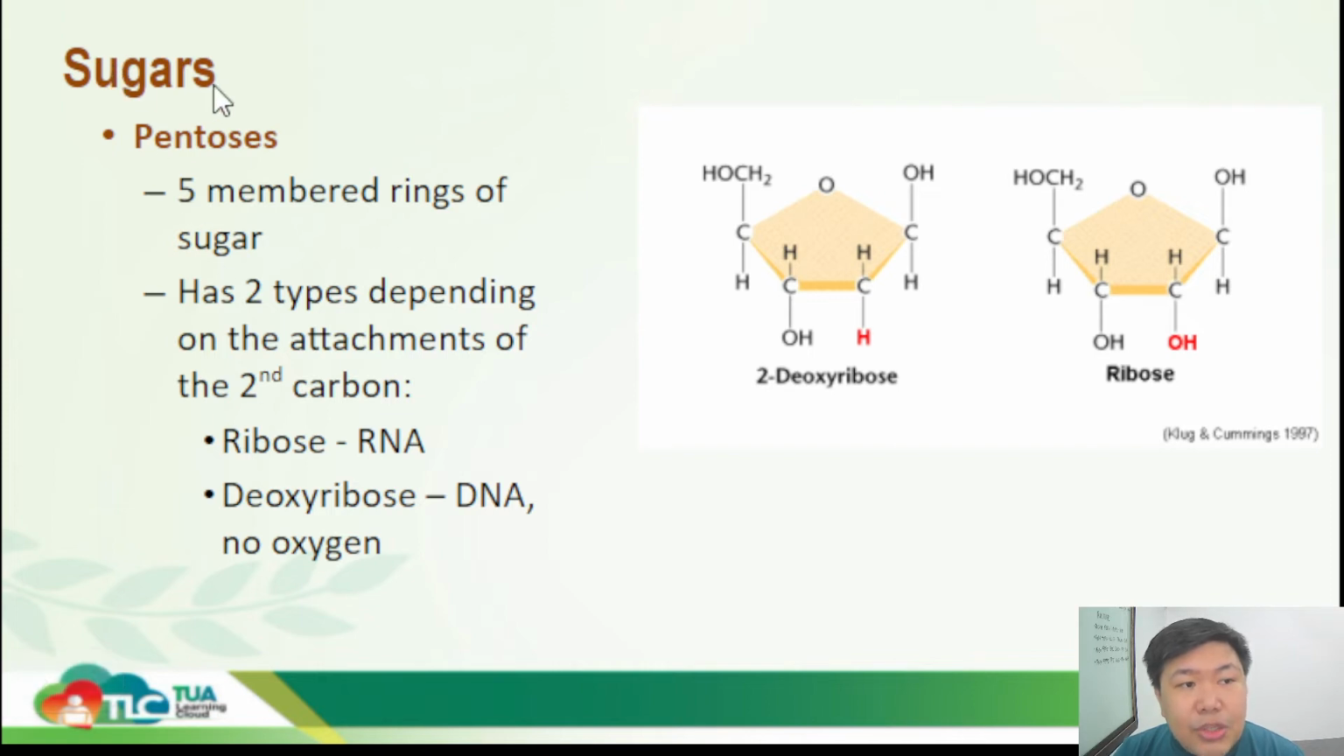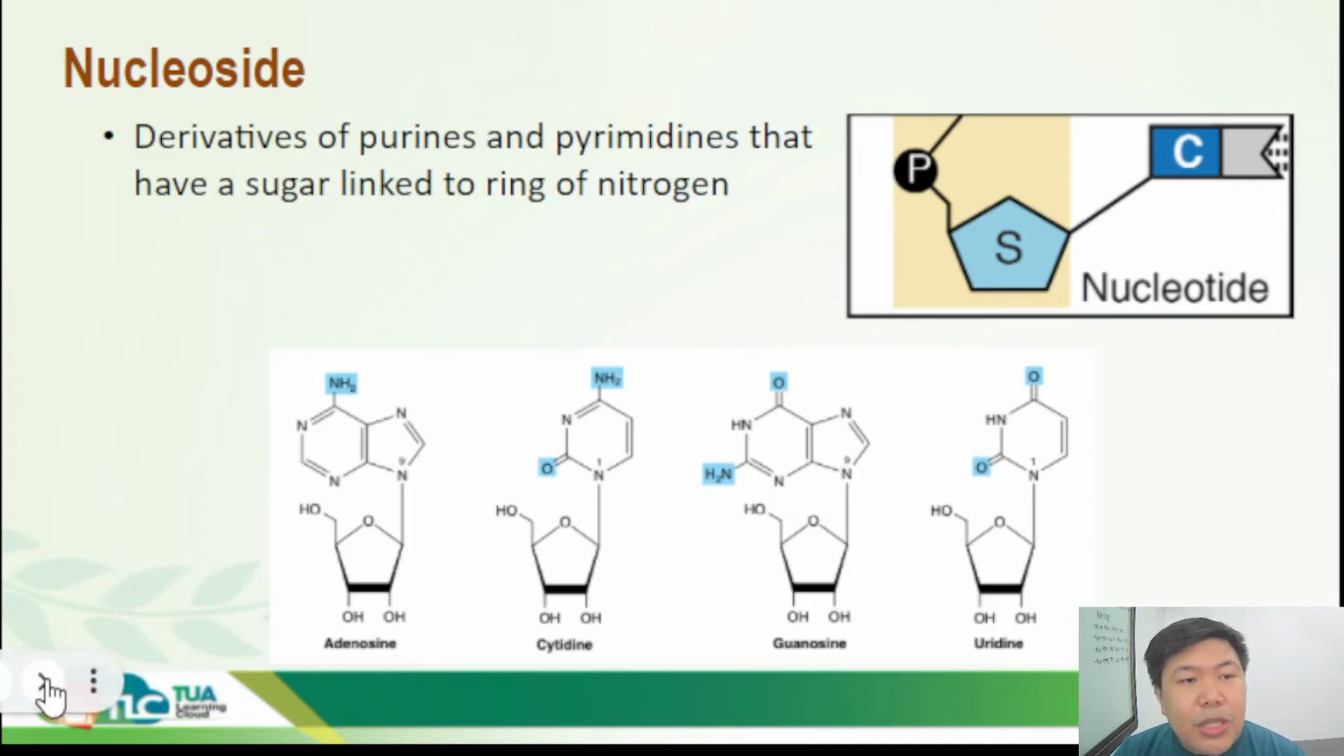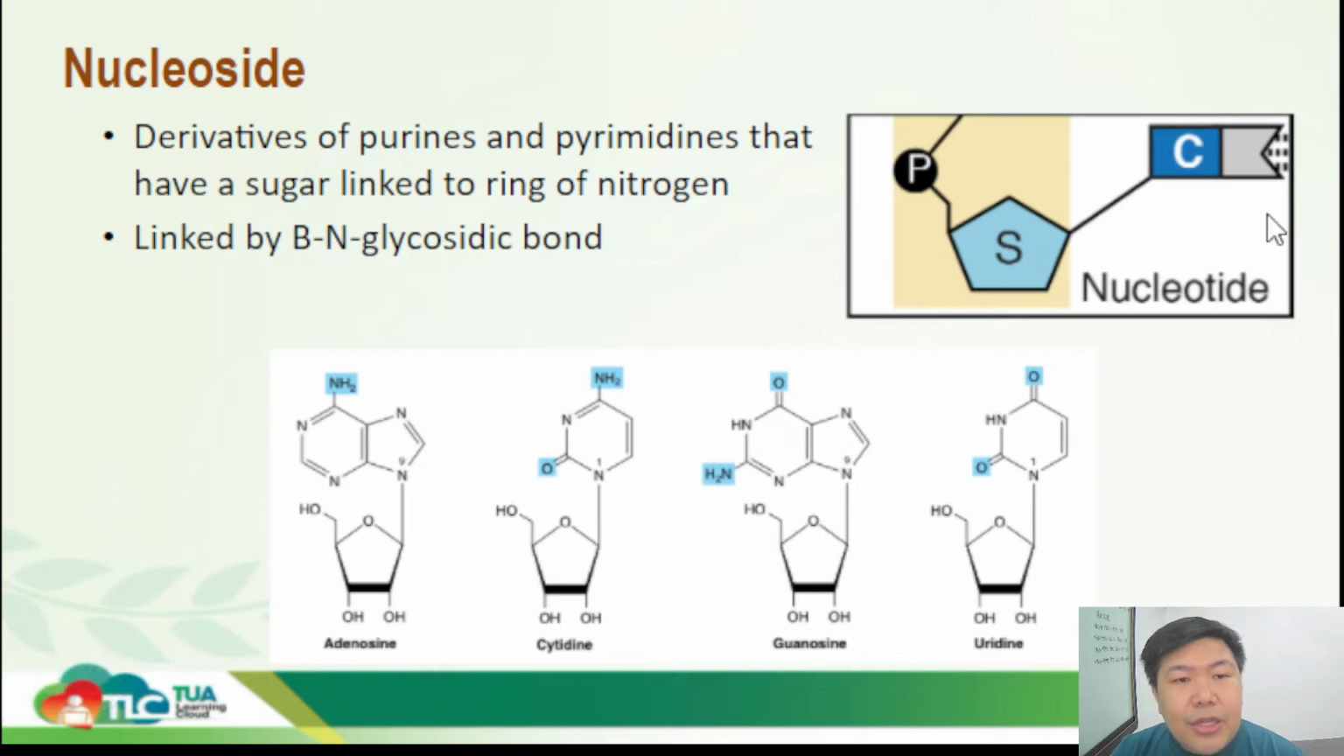And when you add your sugars and nitrogenous bases together, you will get your nucleoside. Okay? So again, nucleosides are the combination of your purine or pyrimidine attached to a sugar. And your sugar and nitrogenous bases are attached by a beta-N-glycosidic bond. Beta-N-glycosidic bonds. So for our complementary base pairs, they're connected by your hydrogen bonds. But when we attach the sugar to the nitrogenous base, we have to use a beta-N-glycosidic bond.